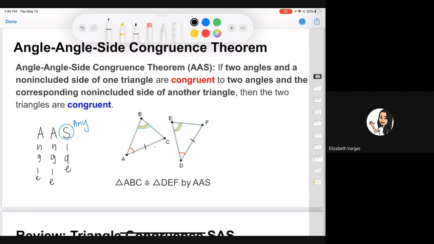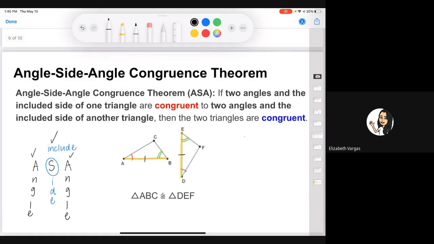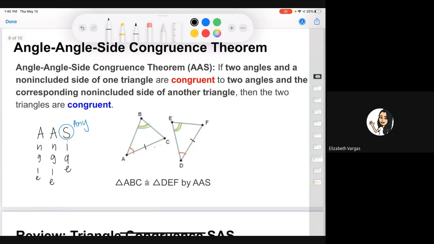So the difference here is that I can use any side, where in my other one, I needed to use the included side. My included side had to be congruent. In this one, it can be any side, any other side besides your included side. Okay.